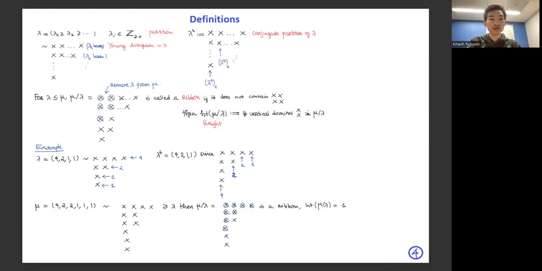And now when a skew shape is a ribbon, we can define the height of a skew shape, or height of a ribbon. It is given by the number of vertical dominoes in the skew shape. So go back to the example. Inside this skew shape, one box here and two boxes here, you can find only one vertical domino. That is the two boxes at the bottom of the skew shape here, which I mark here. So that's why I can compute the height of this ribbon is 1, because we have only one vertical domino.